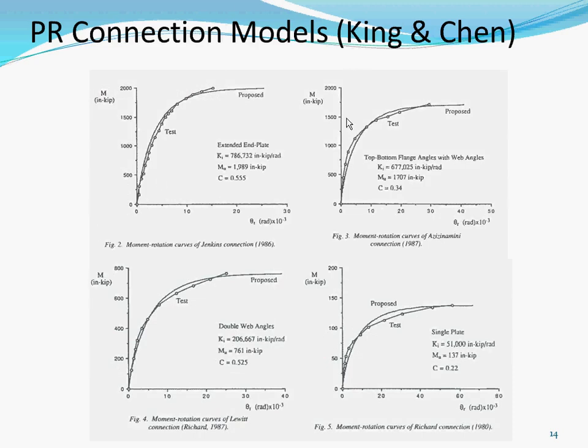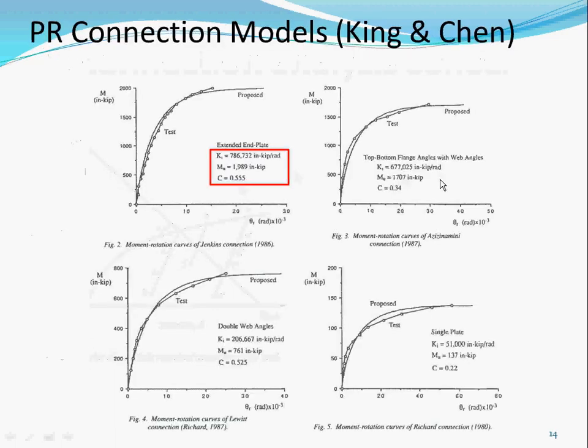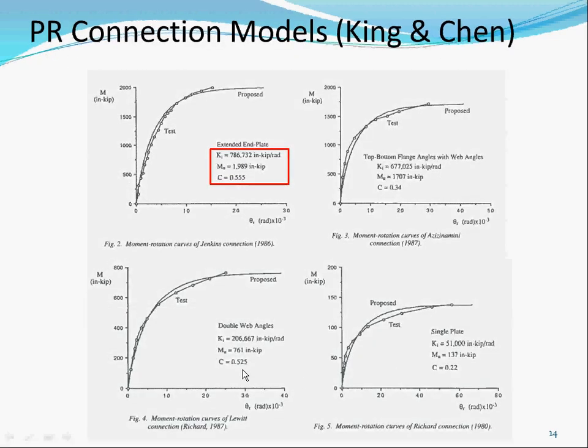These are the different tests they propose. If you see, this one is 0.5, this one is 0.34, this one 0.525, this one 0.22. It's all over the place. So it's very specific. What that means is, for each beam, each column and each connection, you would have a specific C.